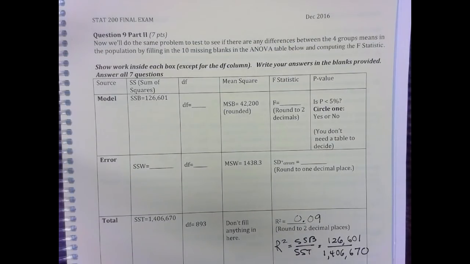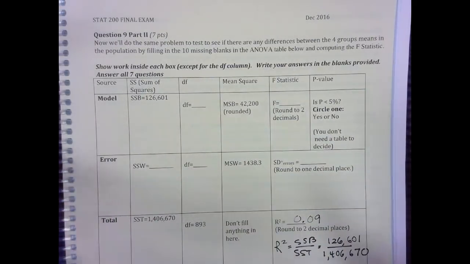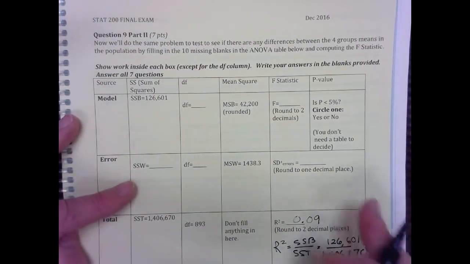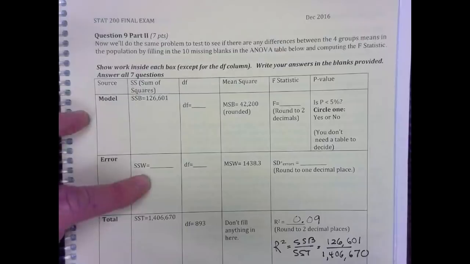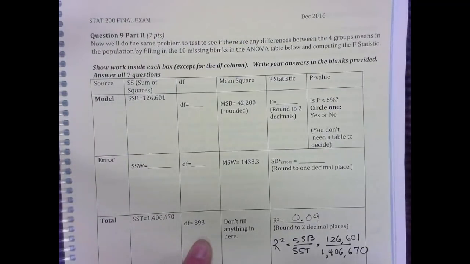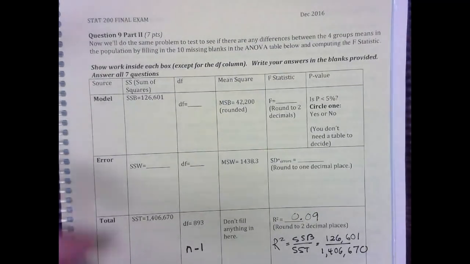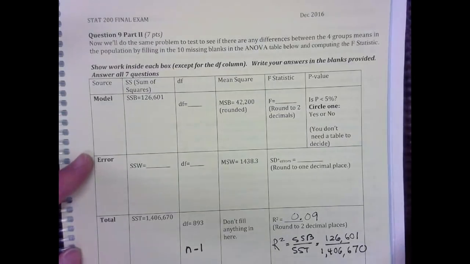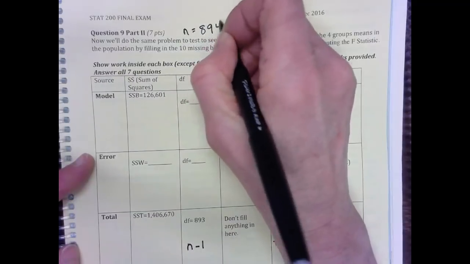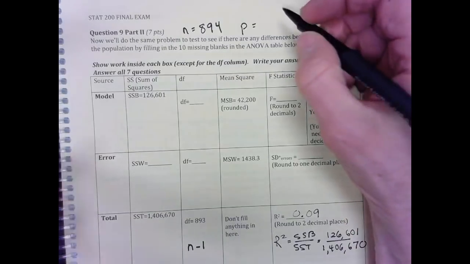Now, filling this out, you can fill in the whole thing as usual, but I'm just going to be asking you for pieces of it on the final. All right, so why don't we fill in the whole thing together? You know this plus this has to add up to that, so this one's easy. Now, how are you going to remember these degrees of freedom? The total is always n minus 1, right? And n was from the previous page, 894.